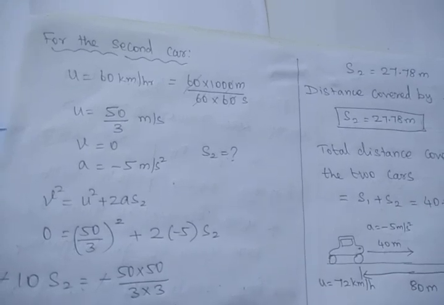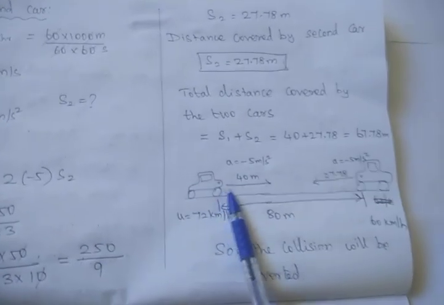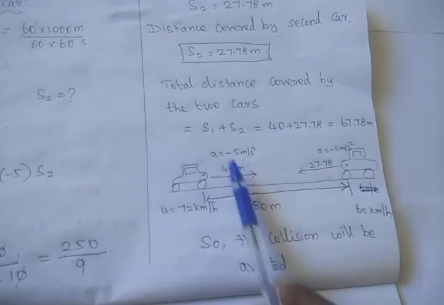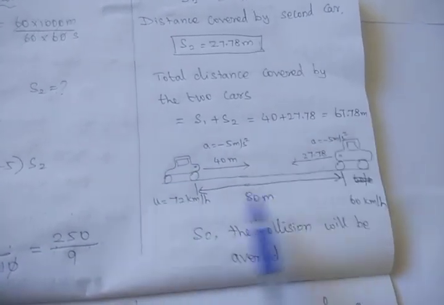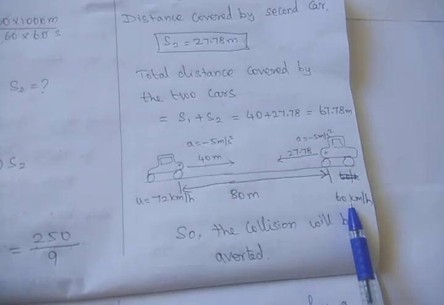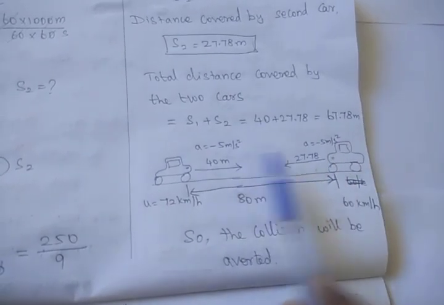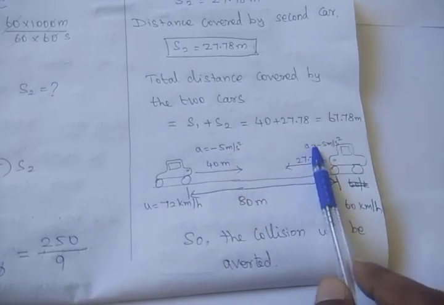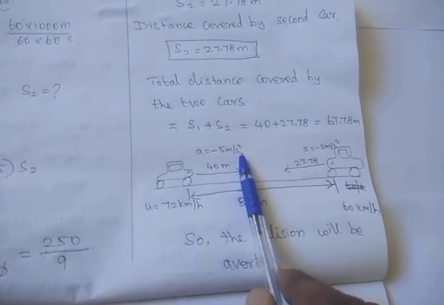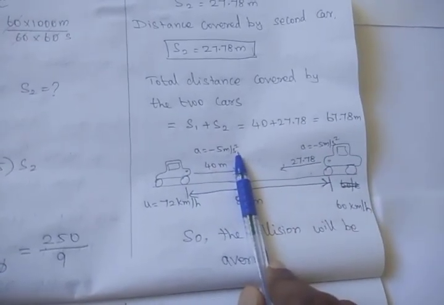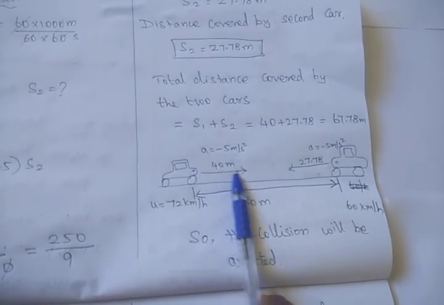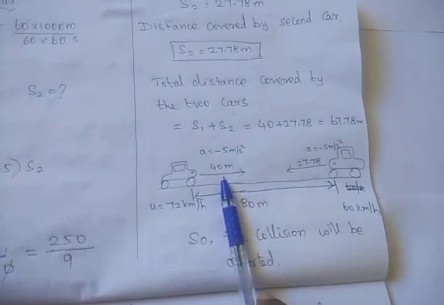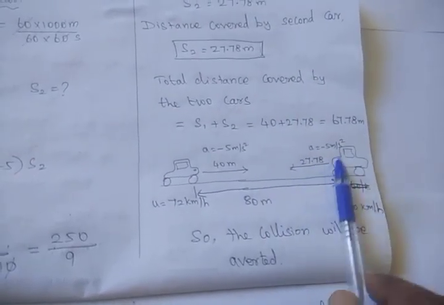Dear students, very clear. Car A is moving with the velocity 72 km per hour, and the second car is moving with 60 km per hour. Both are moving in this direction, both are applying the same acceleration, minus 5 meter per second square. In the previous page we determined that the distance covered by the first car is 40 meter. Now we are going to determine the distance covered by the second car.